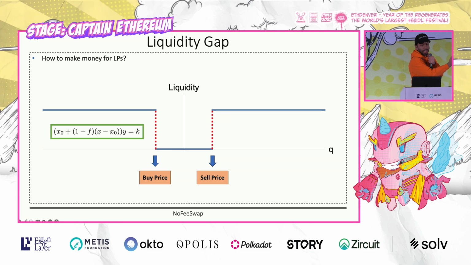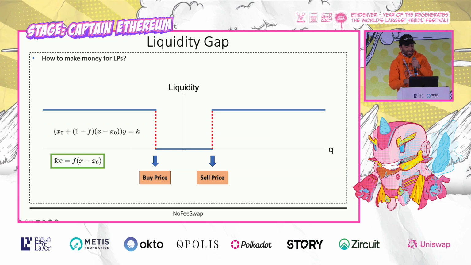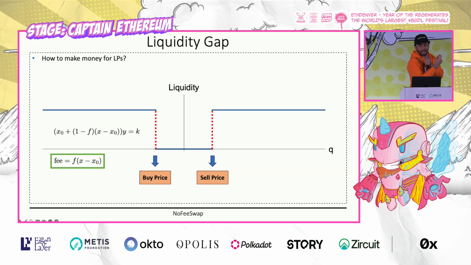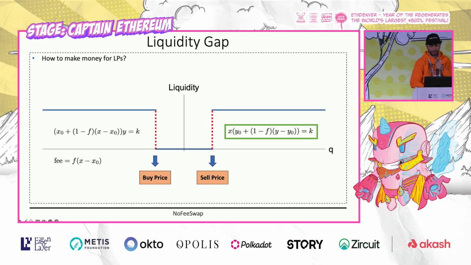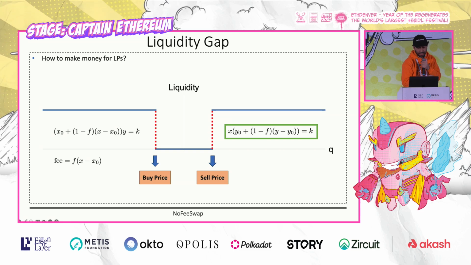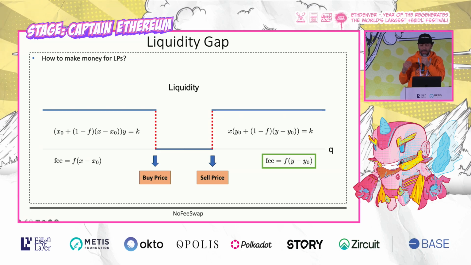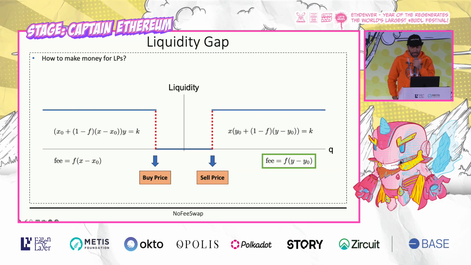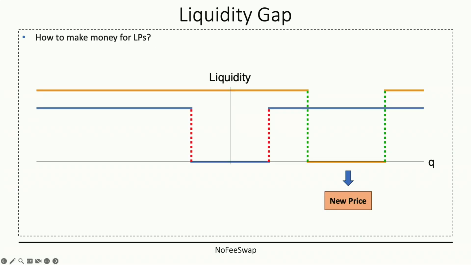When they buy, the formula is this one, where x naught is the current reserve of token x. In this case, they confiscate this much of the incoming token x as fee and don't count it towards token y. When they sell, the formula is this, where y naught is the current reserve of token y. In this case, they confiscate this much of the incoming token y as fee and don't count it towards token x. Once the swap takes place, the little zero region is shifted to a vicinity of the new price. And this way, the liquidity keeps growing.